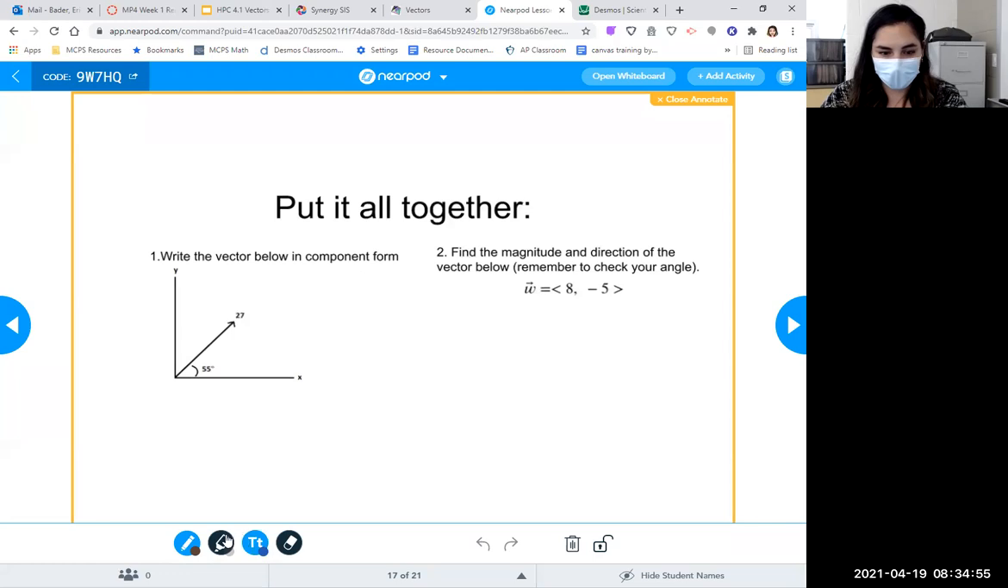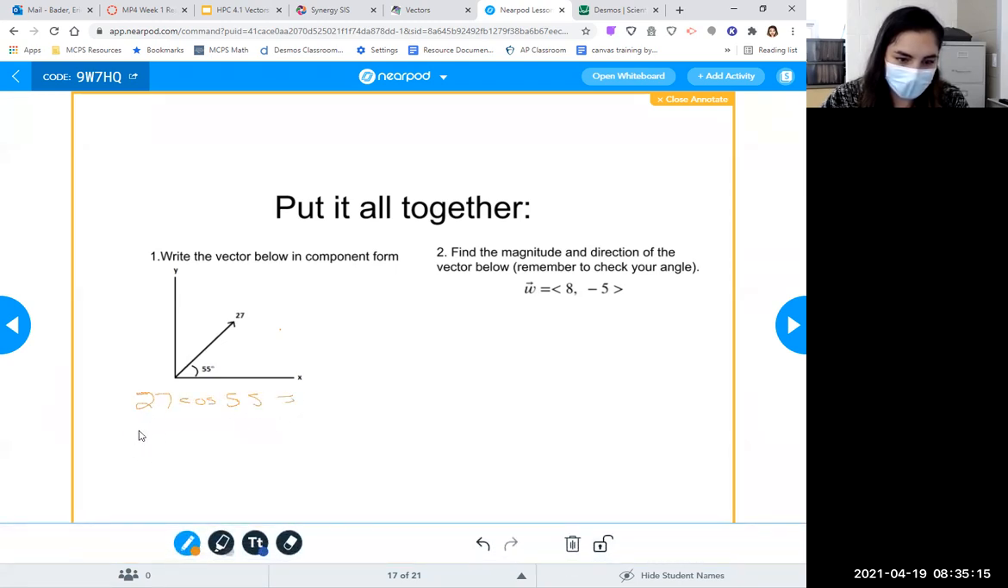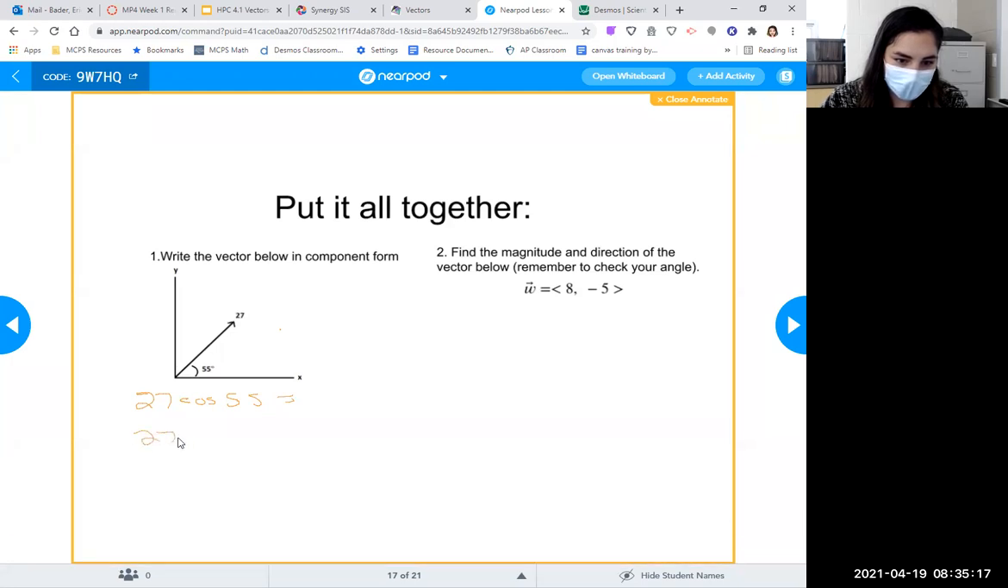All right, so hopefully you've paused the video and tried the problem. Okay, so for writing this vector in component form, we'd have your x component of your vector would be 27 cosine of 55. And your y component would be 27 sine of 55.